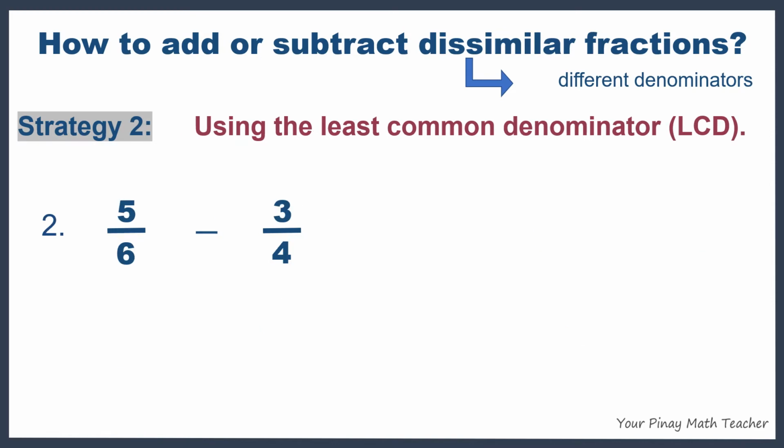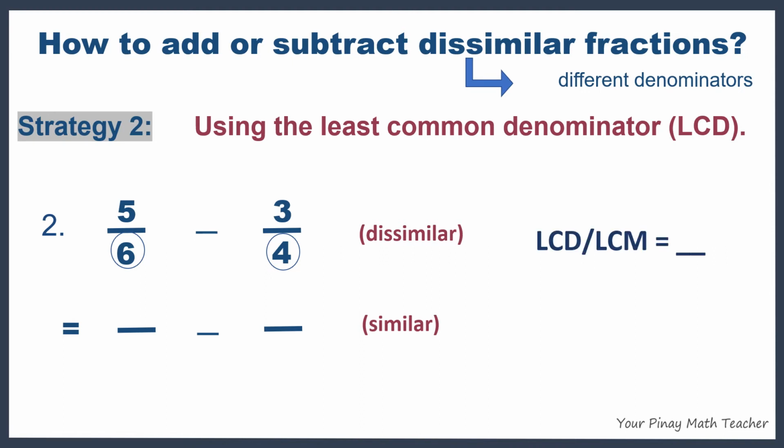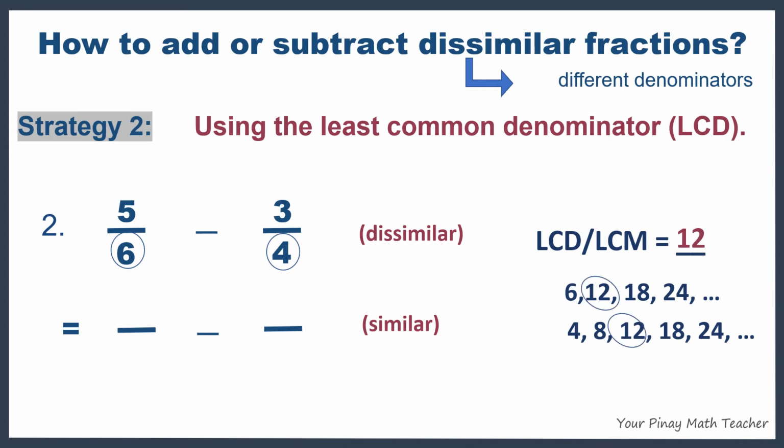Number 2, 5/6 minus 3/4. Since the denominators are different, the fractions are dissimilar, so we have to make them similar. So first, find their LCD. The first few multiples of 6 are 6, 12, 18, 24, while for 4, we have 4, 8, 12, 16, 20, 24. Based on the list, 12 is the least common denominator.